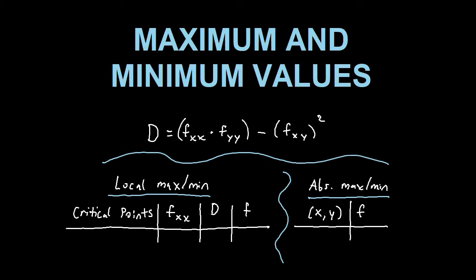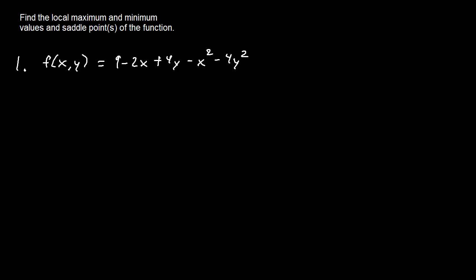So let's take a look at maximum and minimum values. For these next set of problems, we have to find the local maximum and minimum values and saddle points of the function. Saddle points I will explain in a little bit. For number 1, we have f(x,y) = 9 - 2x + 4y - x² - 4y².